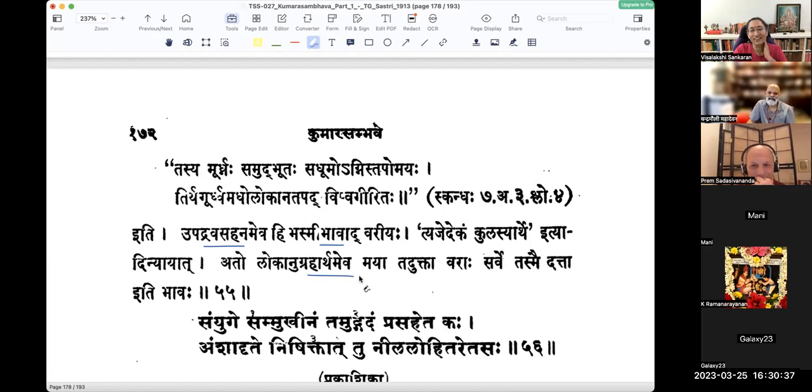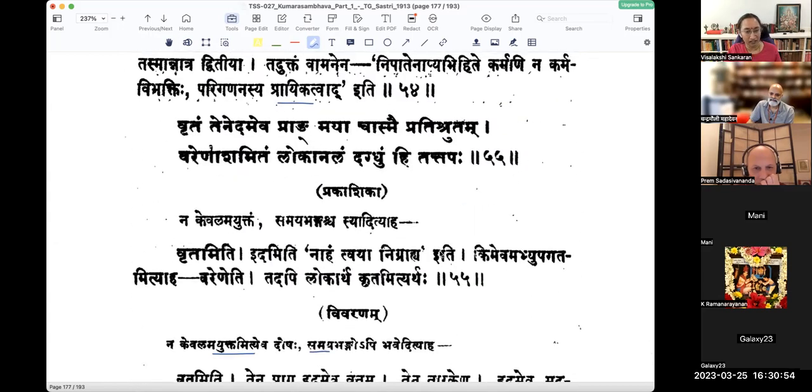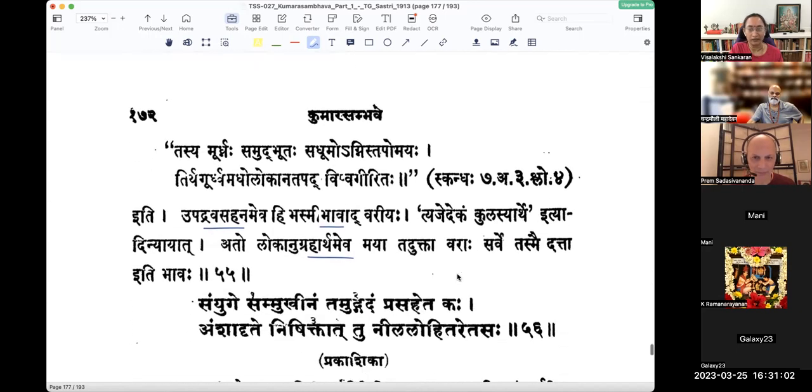Ataha lokanugrahartham eva maya taduktaha varaha sarve tasmai dattaha iti bhavaha. So it's better to undergo torture for some time than get destroyed completely. Vritam tena idameva prak maya cha asmai pratishrutam varena ashamitam lokan alam dagdhumhi tat tapaha.